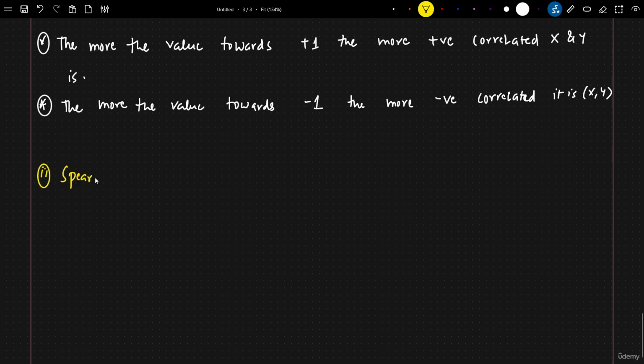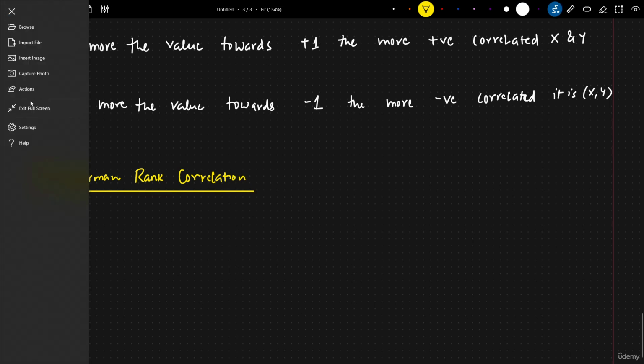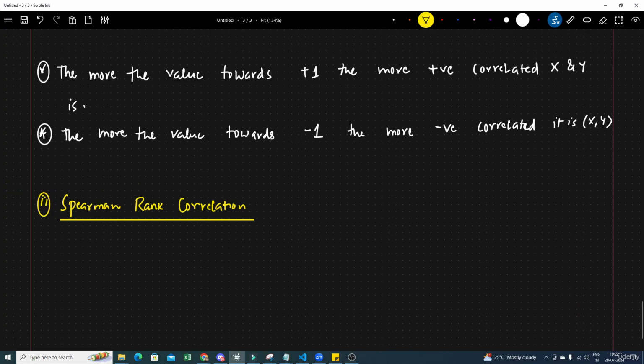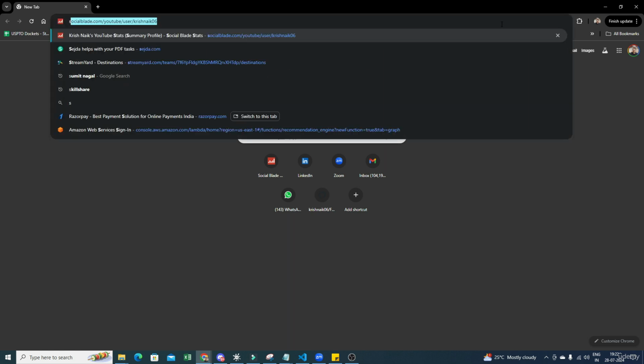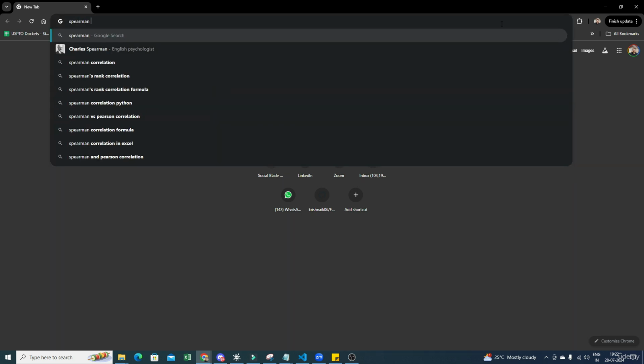Spearman rank correlation. Okay, Spearman rank correlation. Now for this, I will quickly show you one amazing thing, that is Wikipedia. Let's go to Wikipedia and talk about Spearman rank correlation.